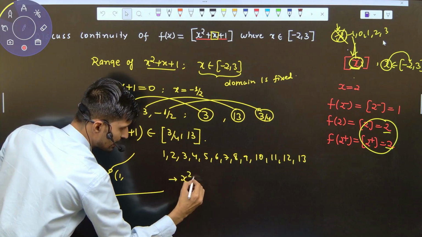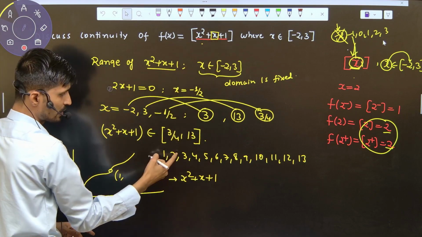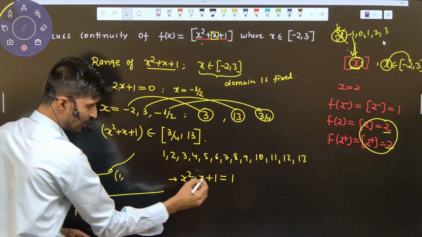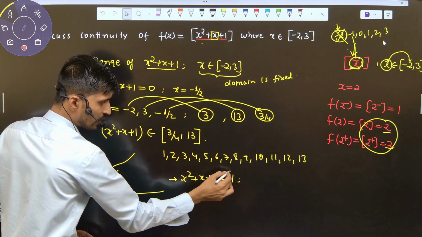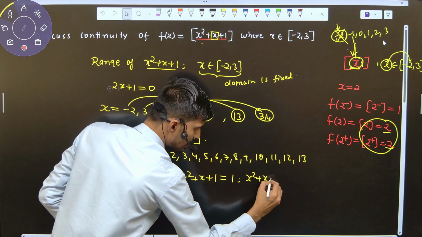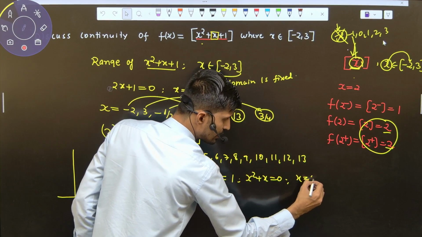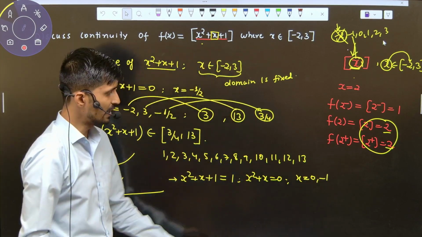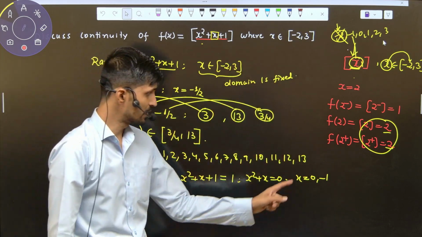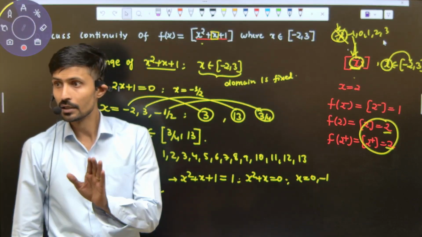Now we'll find how. What I will do, I'll simply take that expression x square plus x plus 1 and equate it with the first integer, and find x from here. 1, 1 cancel. I will get x square plus x equals 0, and from here we'll get x equals 0 and minus 1. Tell me, are 0 and minus 1 between minus 2 to 3? Yes. It means x equals 0 and x equals minus 1 are going to be discontinuous.